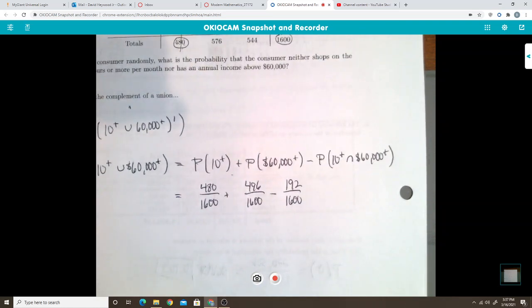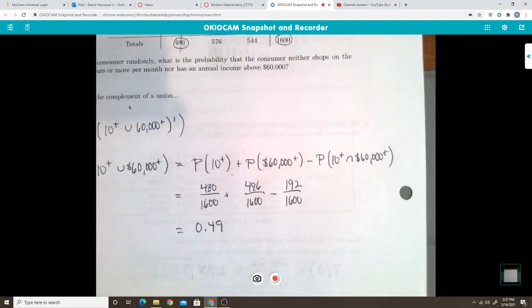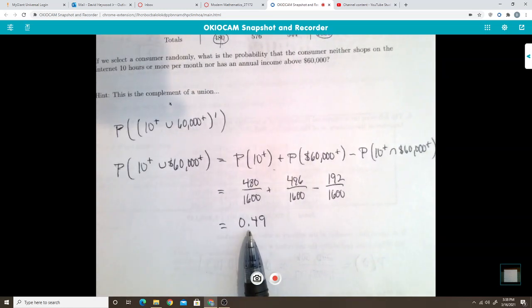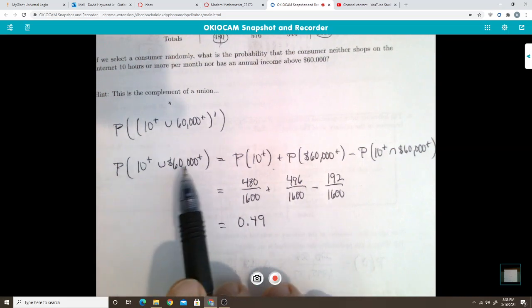Okay, let's see what this is. 480 out of 1,600 plus 496 out of 1,600 minus 192 out of 1,600 is, sorry, I'm going to change it into a decimal. So that comes out to exactly 0.49. Okay? So to interpret that, you could change that into a percentage and call it 49%, right?